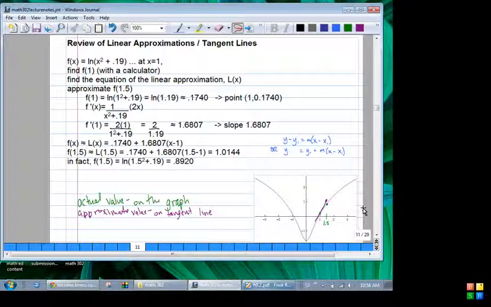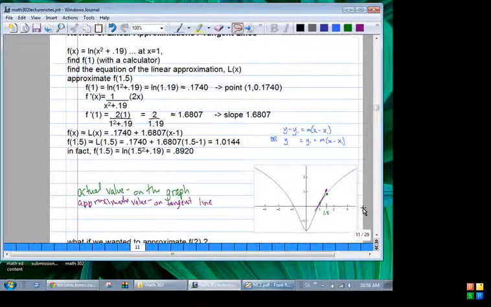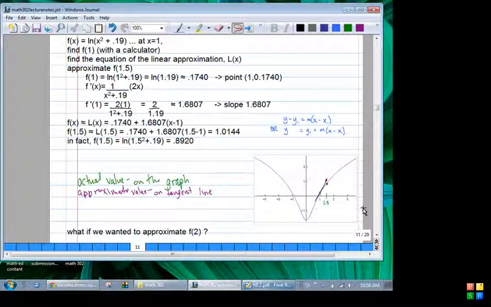So does that make sense? Okay. So we just built this tangent line and we said we want to approximate f of 1.5. What if we wanted to approximate f of 2? What do you do?